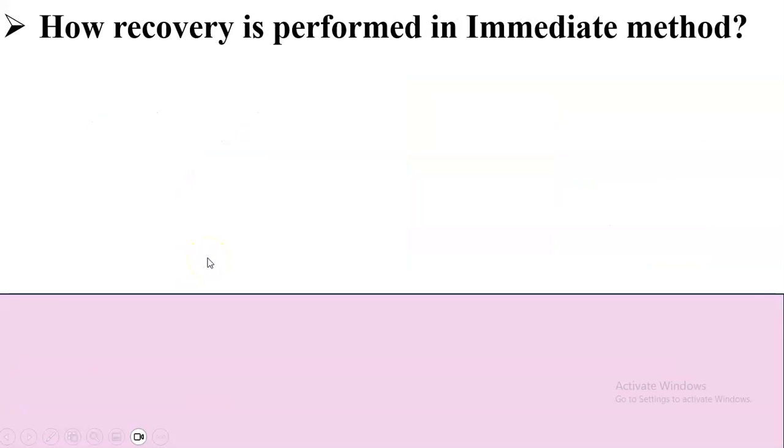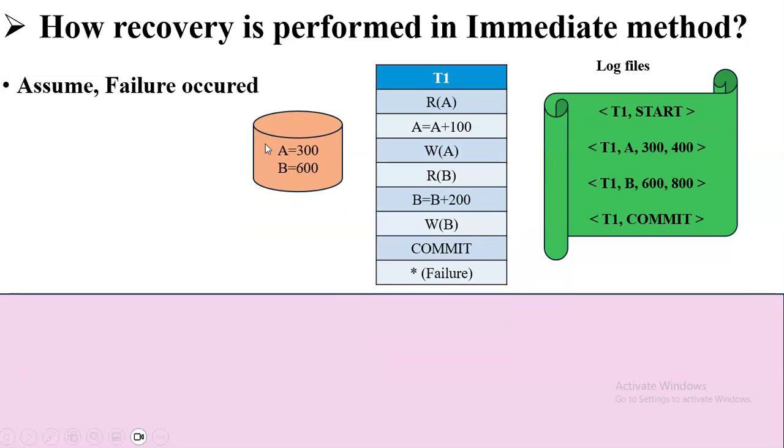So how is recovery performed in the immediate database method? Let us first assume that a failure has occurred. Now just look, when has the failure occurred? After the commit statement. Now let us try to understand this. This is the initial value, this is the log file, and so on. Once this entire transaction has been performed, the new values of this particular transaction are 400 and 800.